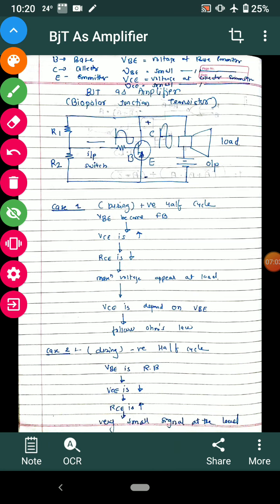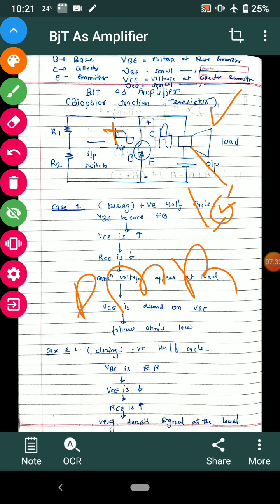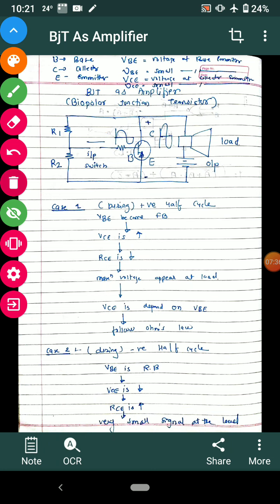So this is a simplified explanation of BJT as amplifier. When positive is given, it becomes forward biased, voltage across collector emitter increases, resistance decreases, and maximum current or voltage appears at the load. In this circuit we use a speaker as the load. You can also connect a voltmeter, that is a DMM, digital multimeter, and you can see that the voltage value of this output will increase compared to the input.